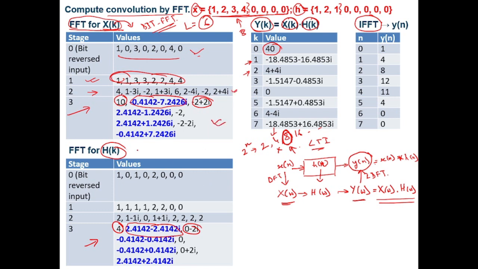Similarly, for the h of k also, I have reported the values. Then these are the multiplication values, and lastly, you have to perform the inverse FFT to get to y. So we get back to the y of n signal. These zeros count for nothing. From 0 to 5, if you check, we got 1, 4, 8, 12, 11.